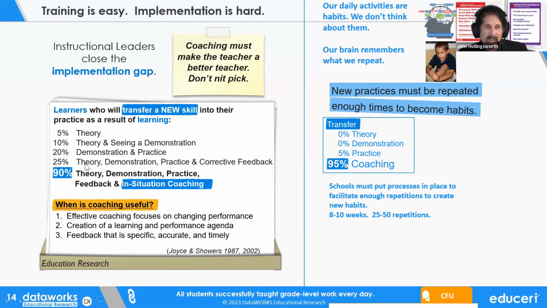So if you look at the percentage, we've gone from 5% to 90%. You cannot get implementation without coaching. So administrators out there, my big suggestion here is make sure you have coaching. Every teacher seen every week, and not just the pre-meetings and post-meetings. This means you're standing in the classroom at the front of the room and you're cueing the teachers.